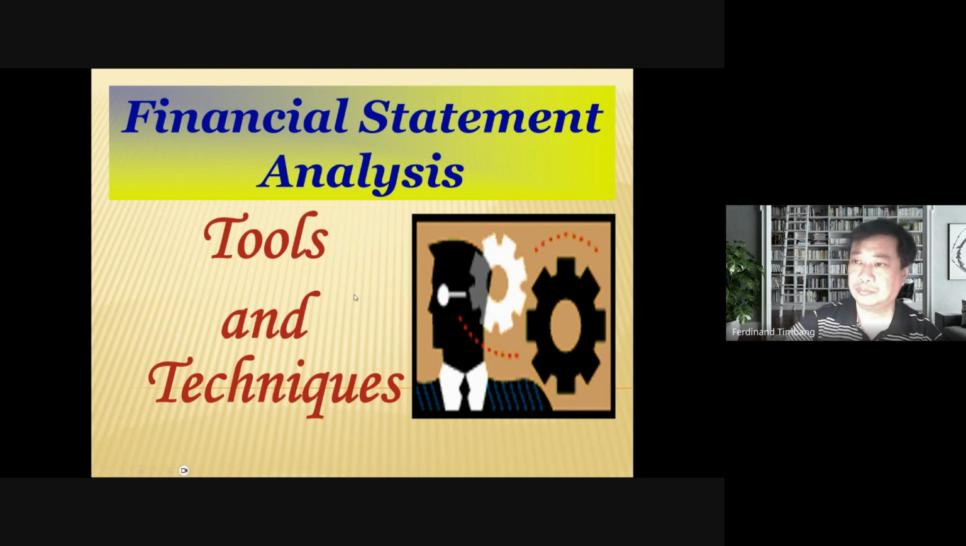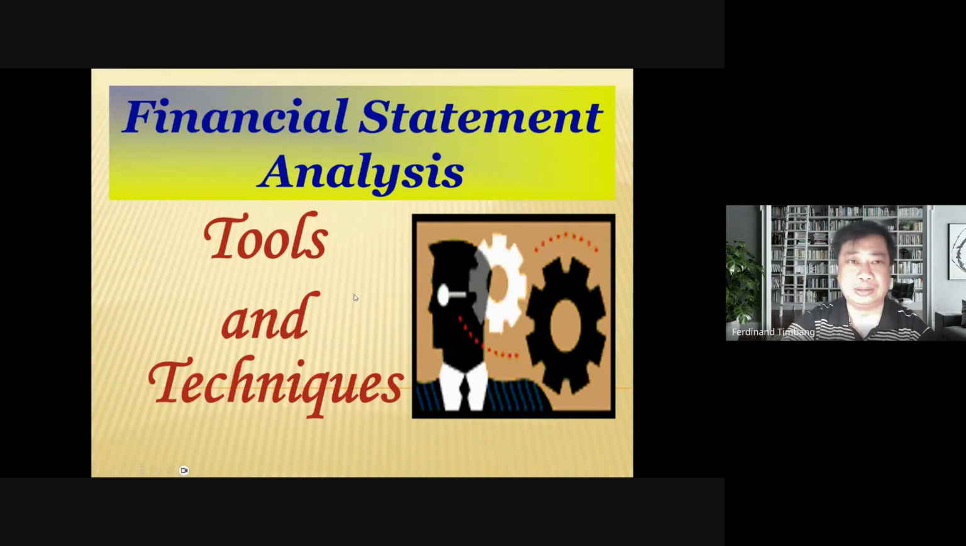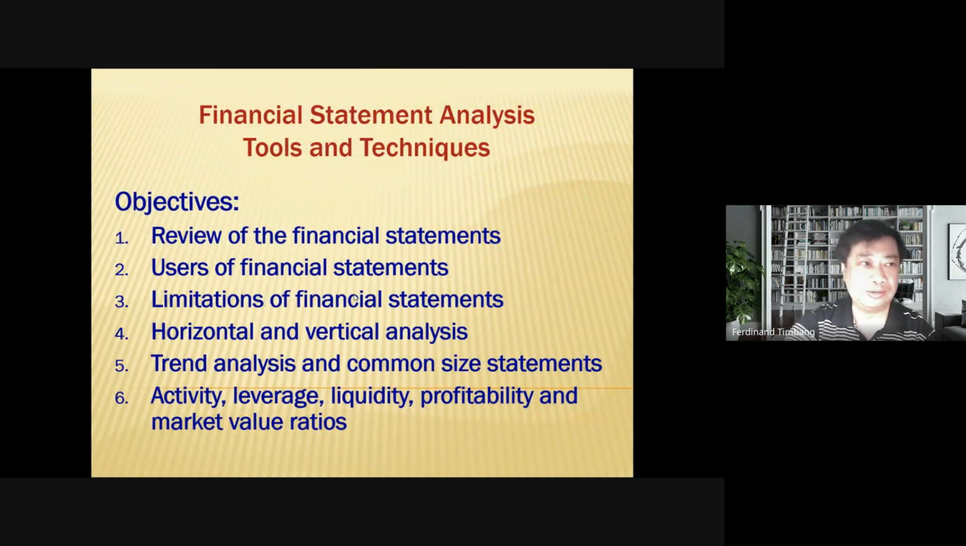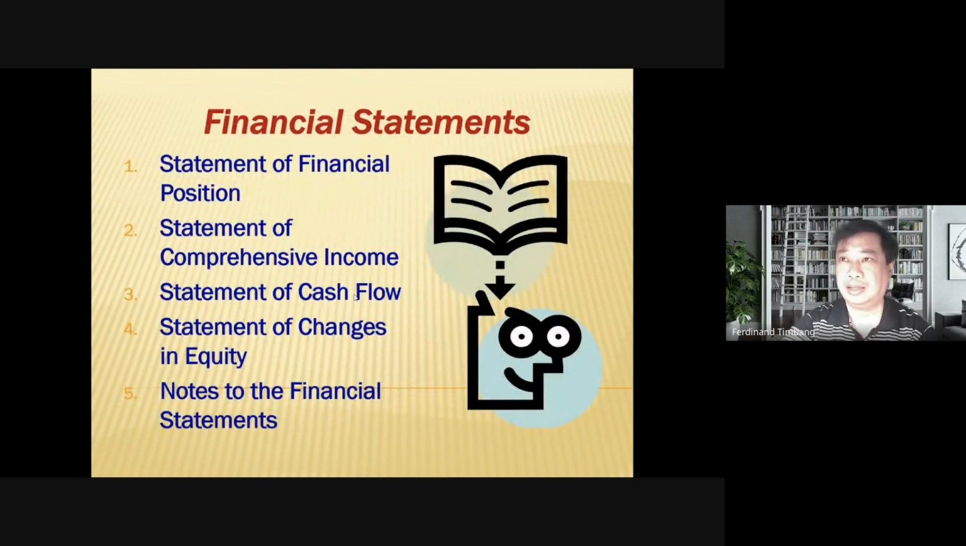So, yung topic natin again is financial statement analysis, the tools and the techniques. So, these are the objectives. And then we have now the financial statements. So, practically, we have 5 financial statements. So one, you have the statement of financial position, the statement of comprehensive income, the statement of cash flow, the statement of changes in equity, and the notes to the financial statements. So who can tell me what is a statement of financial position?